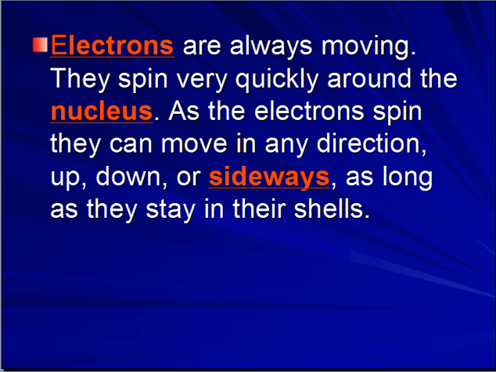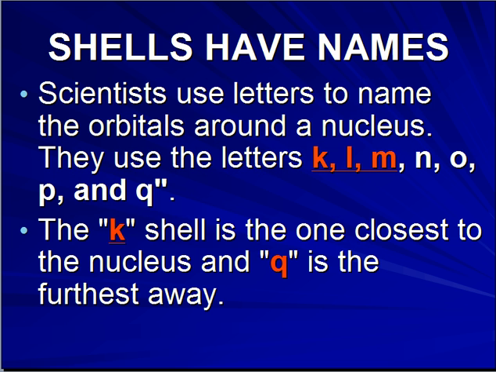Now, electrons are always moving. They spin very quickly around a nucleus. As the electrons spin, they can move in any direction. They can go up, they can go down, they can go sideways, as long as they stay in their shells. Now, one might think it's just one shell, where they're all in one shell. But electrons can have multiple shells.